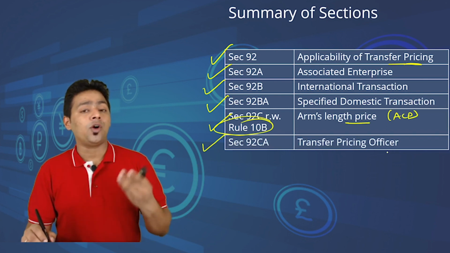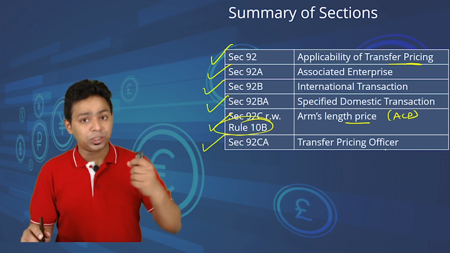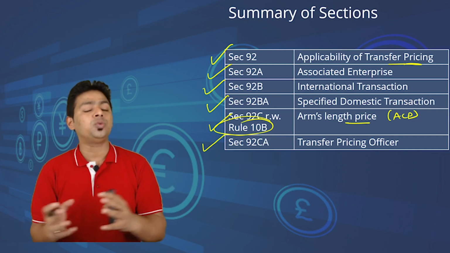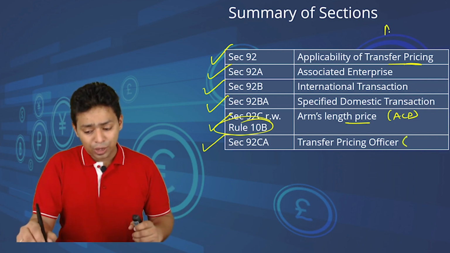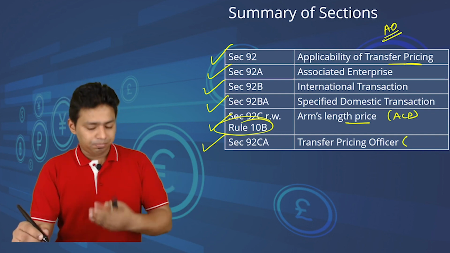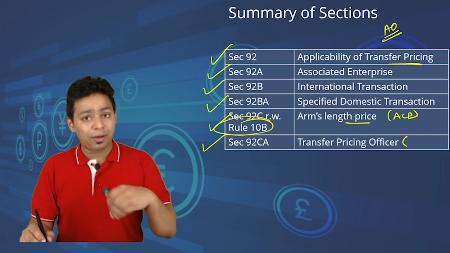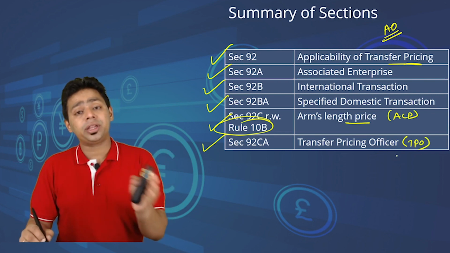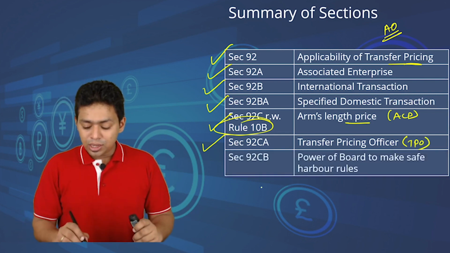92CA, transfer pricing officer. Obviously, we need an expert officer who will understand the international market and how the policies work. So we have the AO, and the AO may not be capable of handling the transfer pricing provisions. So the AO may take help of the TPO. The AO may refer the case to the transfer pricing officer.